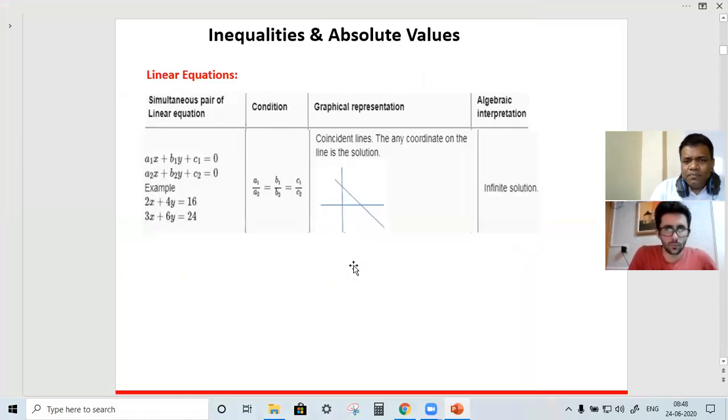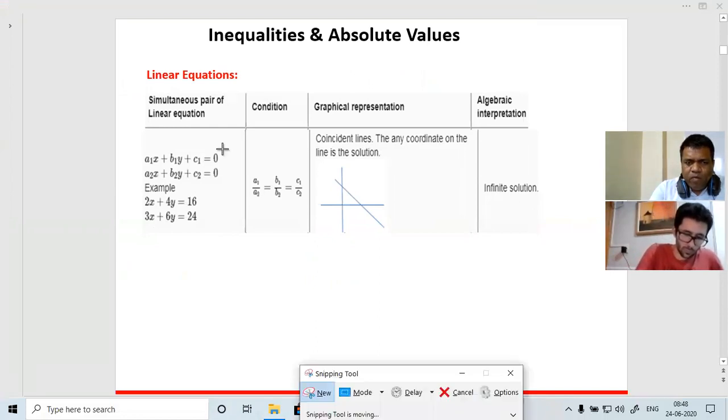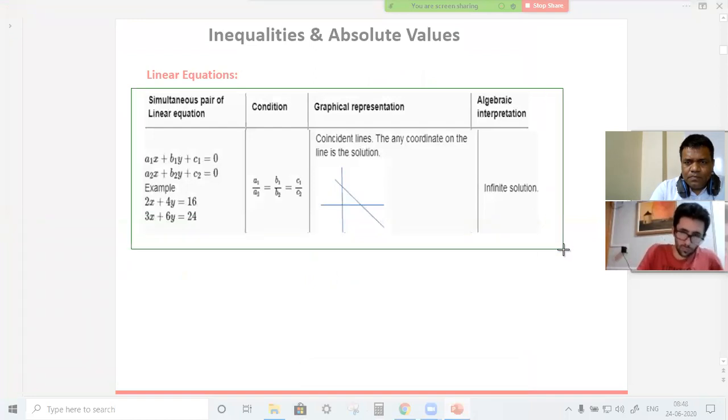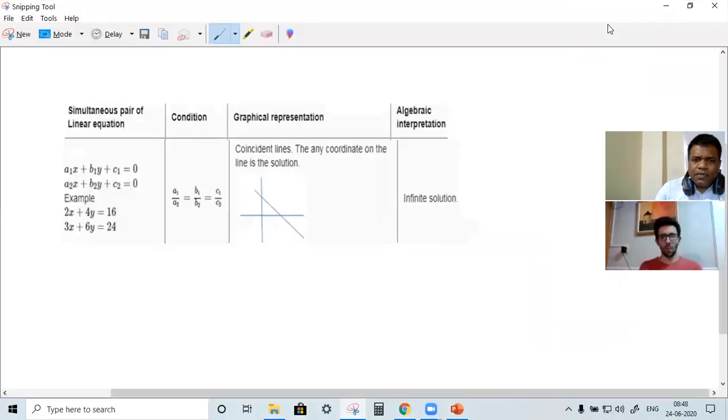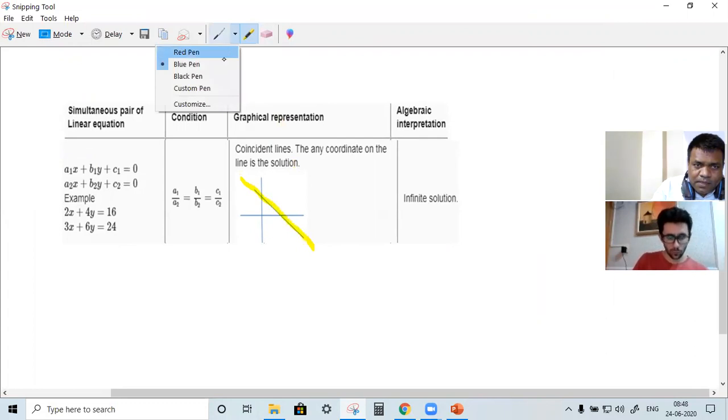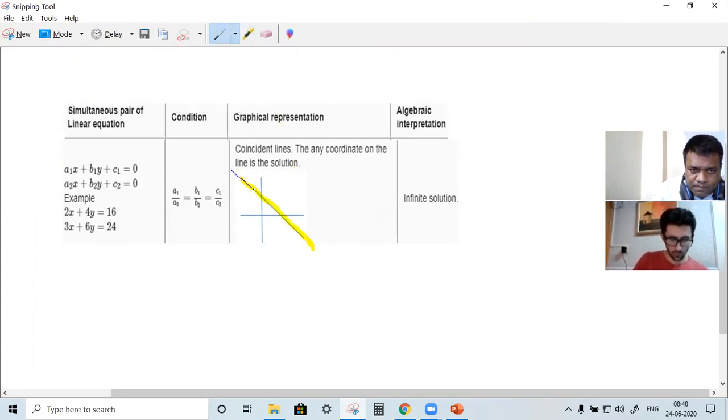Next one is the coincident line. It means one line sitting on the other line. So there are infinitely many solutions. One line sitting on the other line, so the other line is not visible. This is one line, the other line is on the line. So how many common points do we have? We have infinite common points. And the condition is this. Please make a note of the condition quickly.